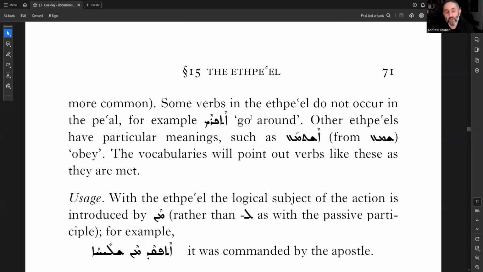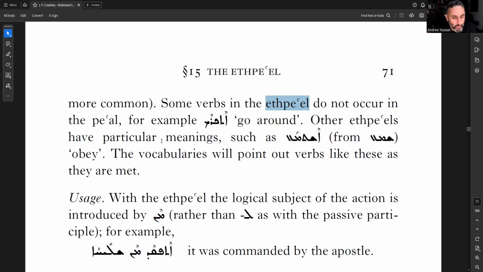Some verbs, so basically what Robinson is telling you to do, it's worth looking it up no matter what. Don't always assume this just means the passive of the regular form. Some verbs in the ithpil do not occur in the pa'al. For example, ithikrech, to go around. No, that occurs in the pa'al. Krichin, it's part of some hymns, so this is just not true. Maybe he doesn't know about it, to go around.